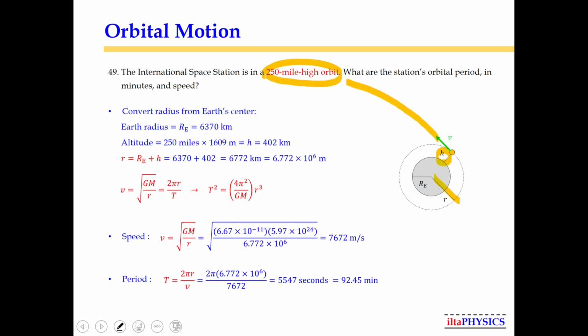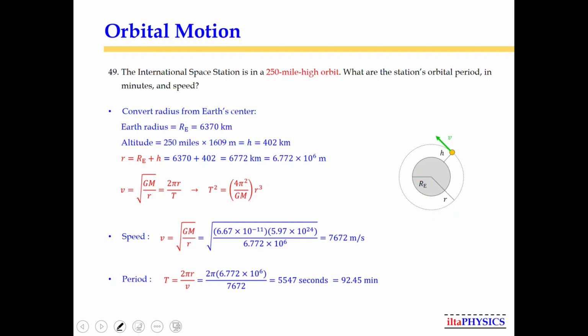But this value is not the actual radius of the orbital motion. As you can see in the diagram, the altitude is 250 miles from the surface of Earth. So you just need to make sure that you add the radius of Earth to the altitude of the satellite to get the total radius of the satellite's orbital motion. All right, let us find the radius first.